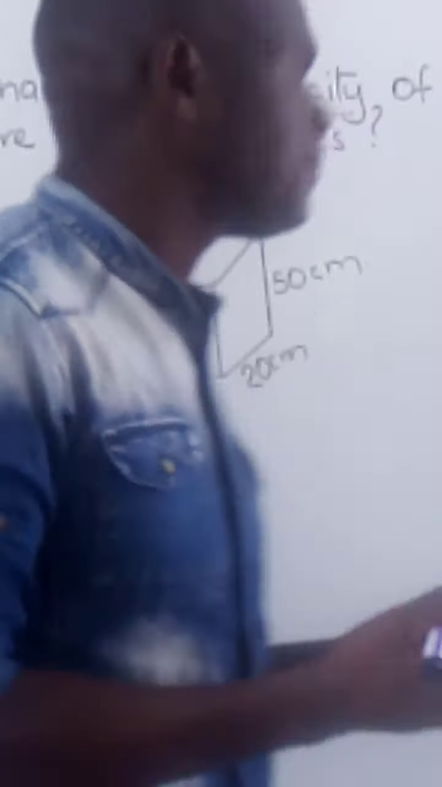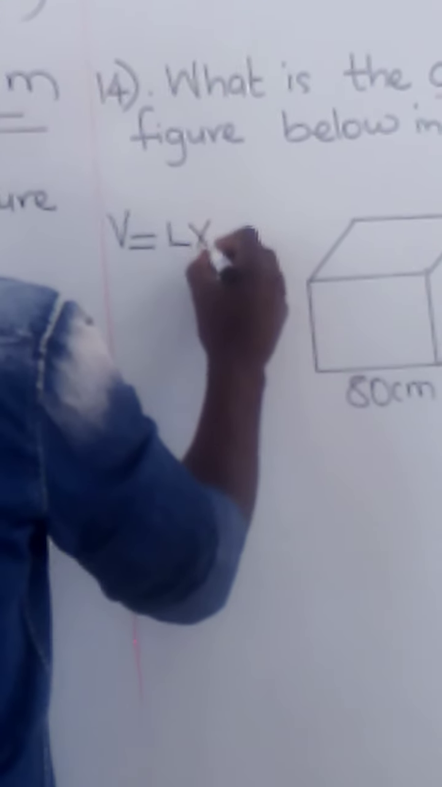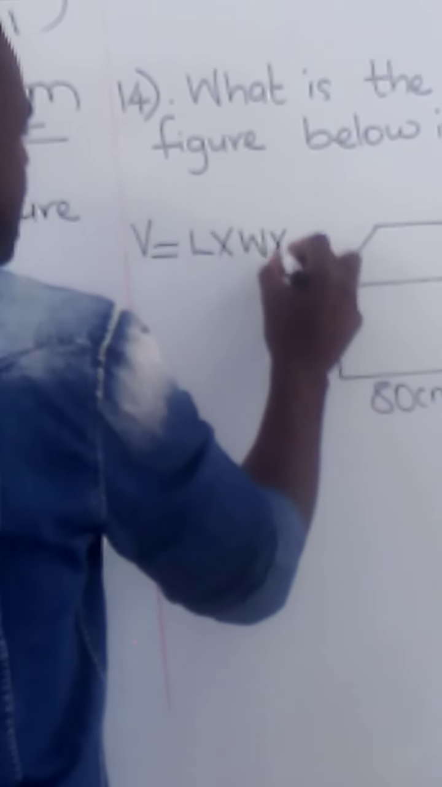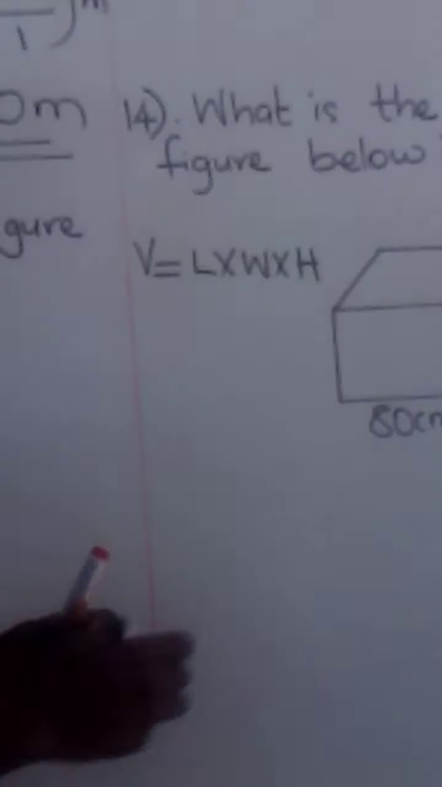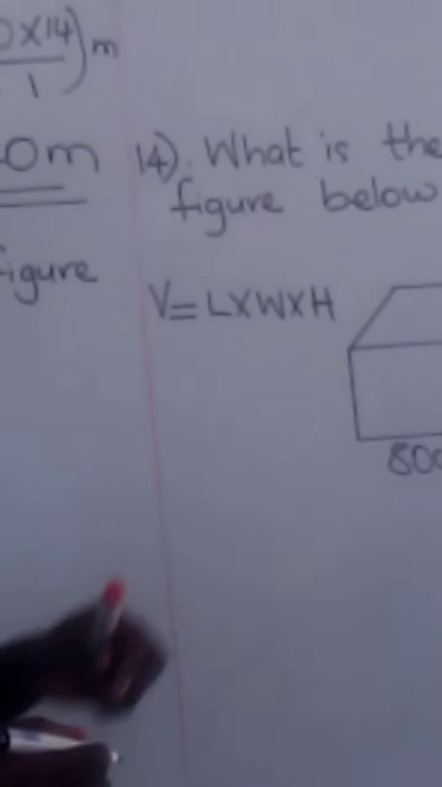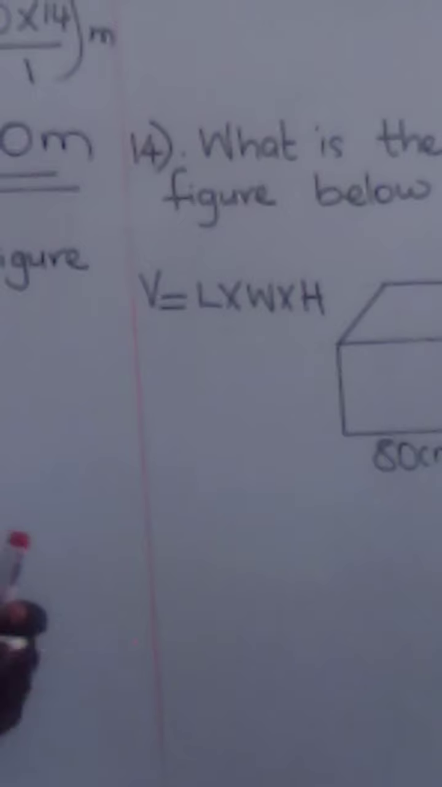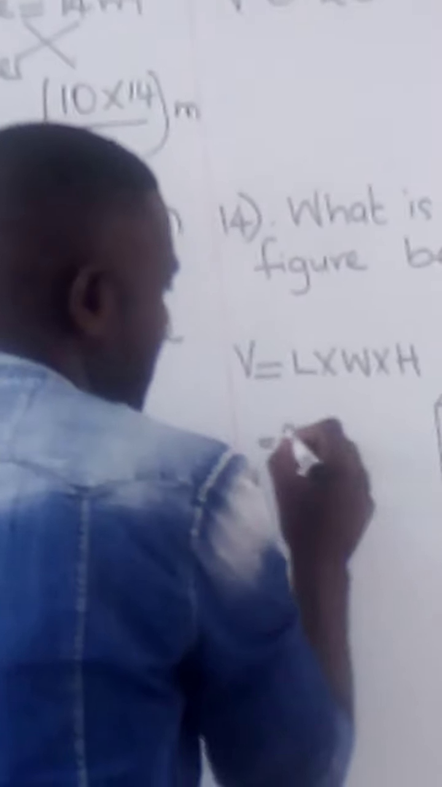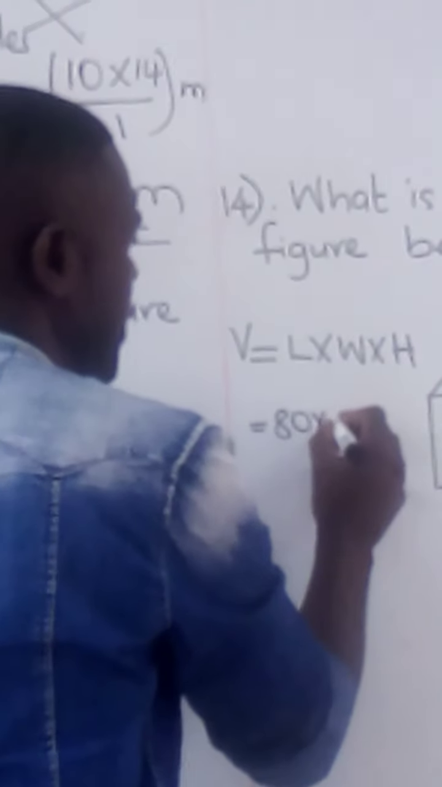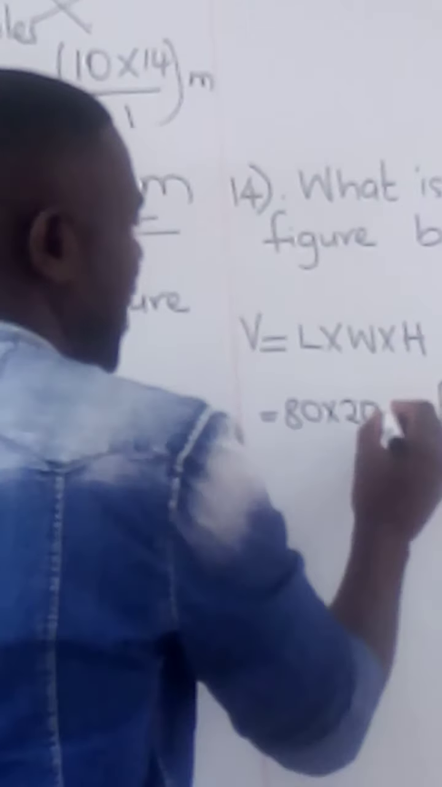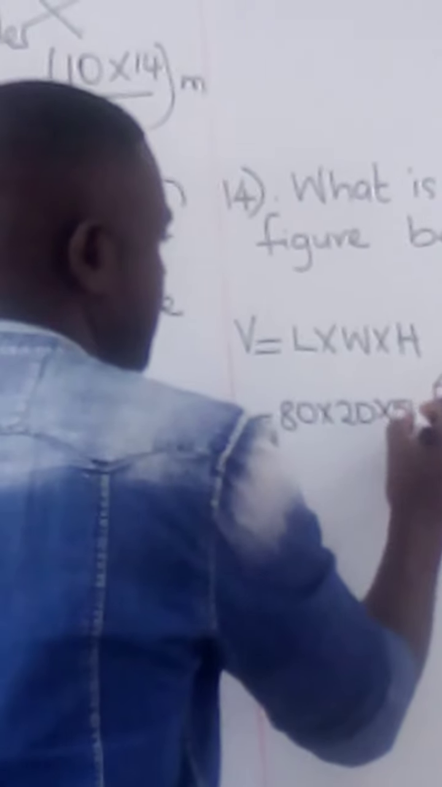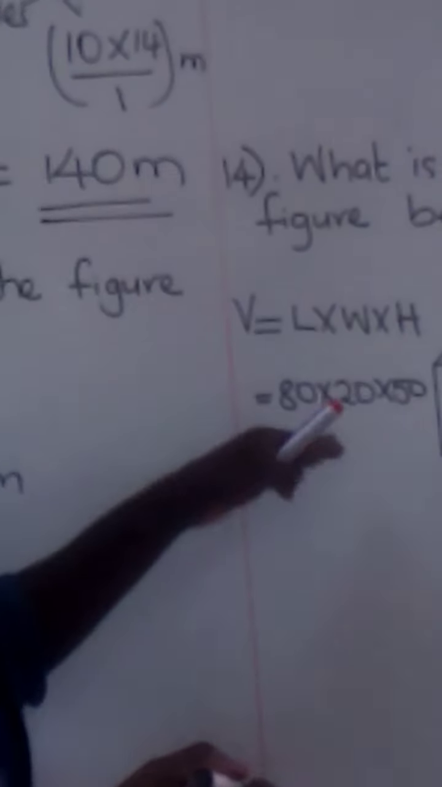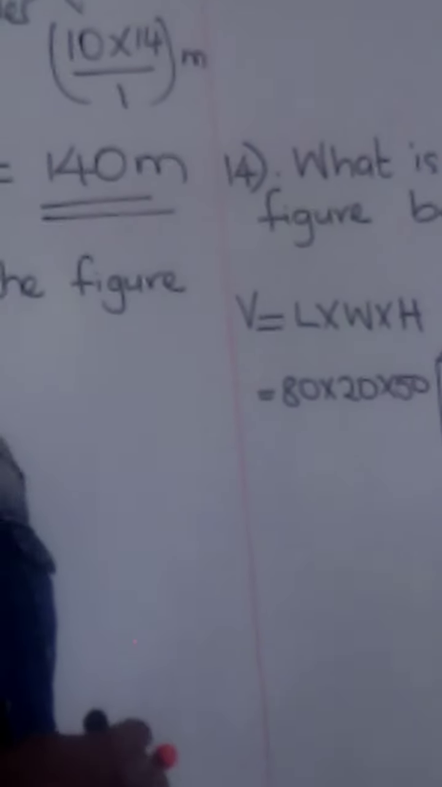Volume of a cuboid is denoted by length times width times height. I hope you are enjoying the lesson. And so the length here is 80 centimeters, the width here is 20 centimeters, and the height here is 50 centimeters. And so when you multiply the three, we will get the volume.